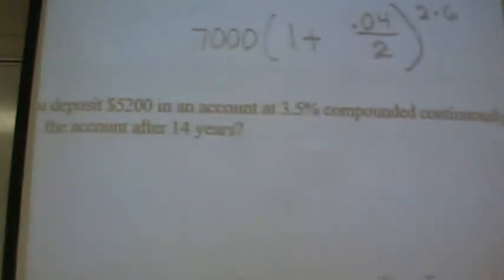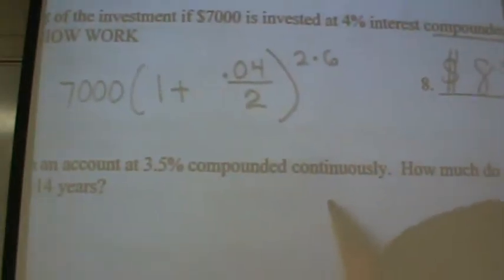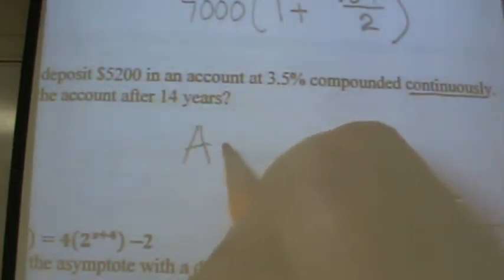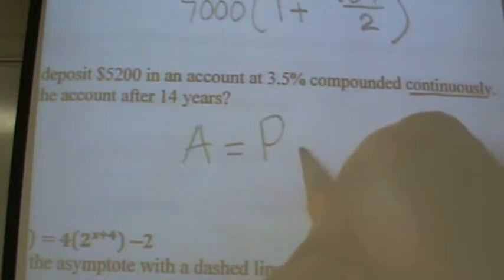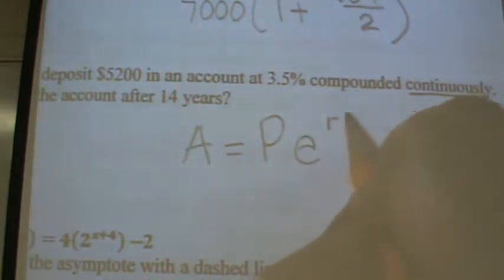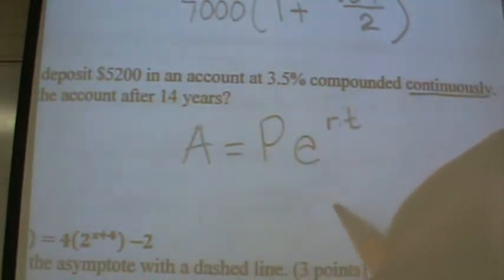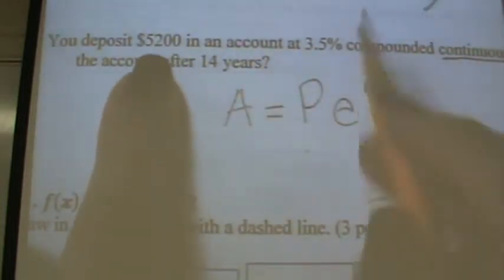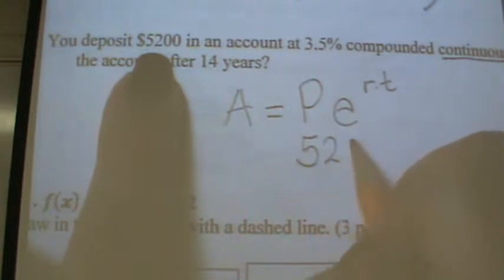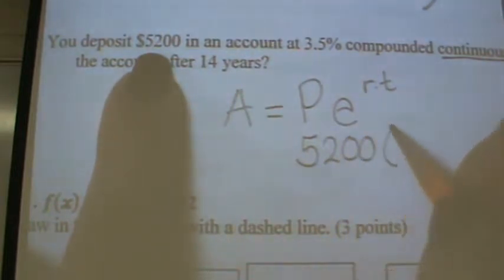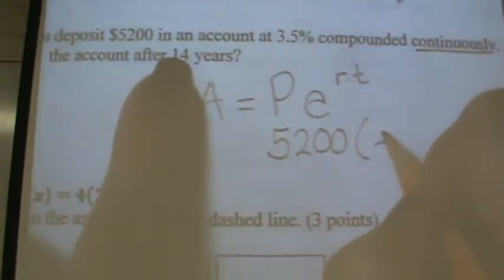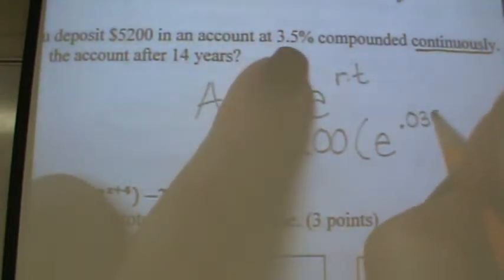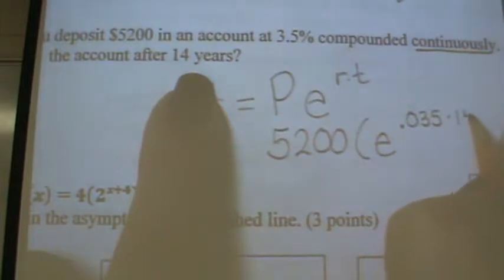Now, for the next one, see this word continuous? You use this formula, PERT: principal times the e value raised to the rt. So now this one, continuously, you jump to this formula. You're gonna take $5,200, and you're investing it at 3.5%, so 0.035 for 14 years.